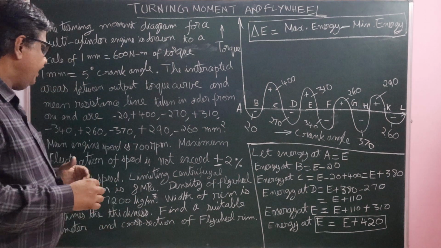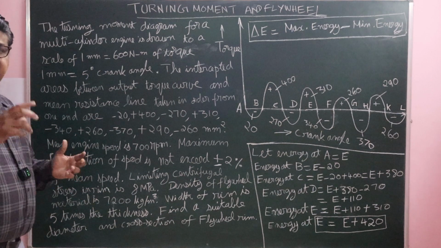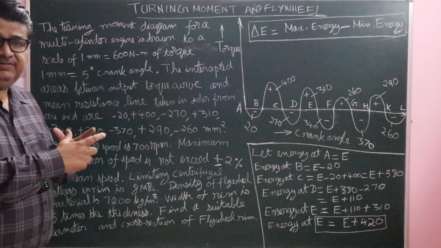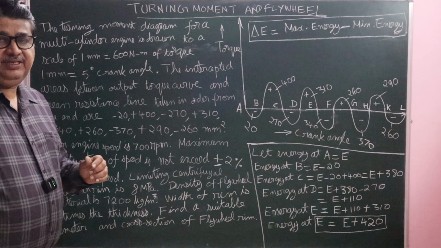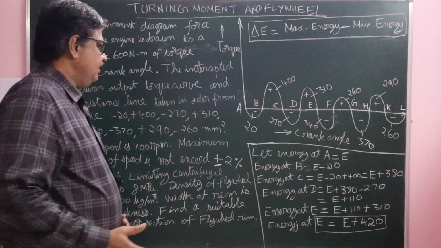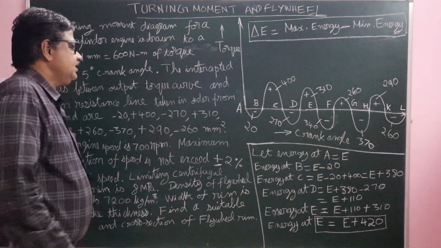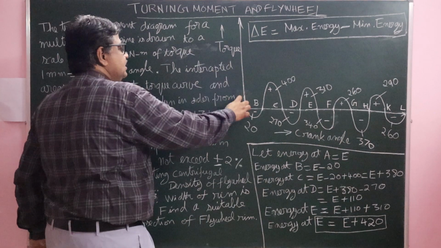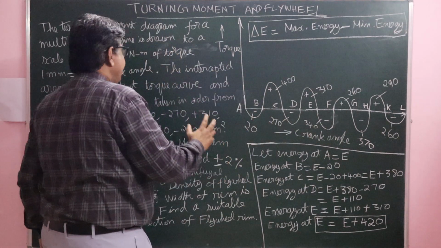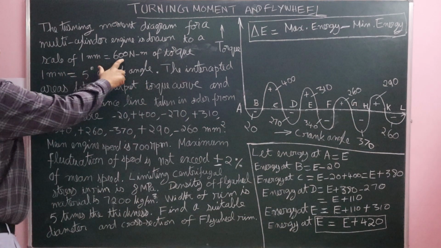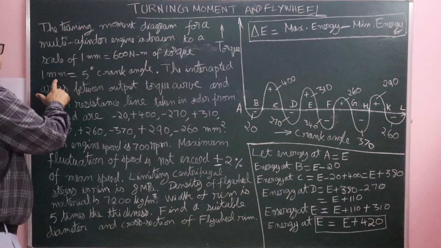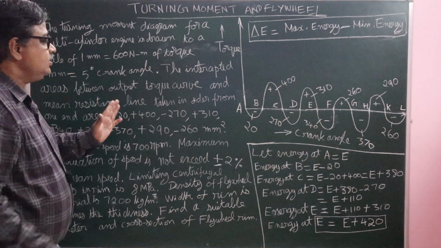So we have to find the suitable diameter of the flywheel rim, and the cross section, that is the width and the thickness of the flywheel rim. For that we have to find out the maximum fluctuation of energy, del E. In the diagram, 1 millimeter of torque is 600 Newton meter and 1 millimeter of crank angle displacement is 5 degree.